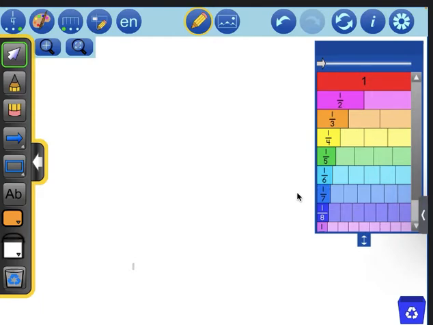Okay, so we've been working on dividing using fractions, and we did whole numbers divided by fractions, and now we're going to work on mixed numbers divided by fractions. And let's try a couple examples. So I would like to try some easy ones first, and then move up to some harder ones.